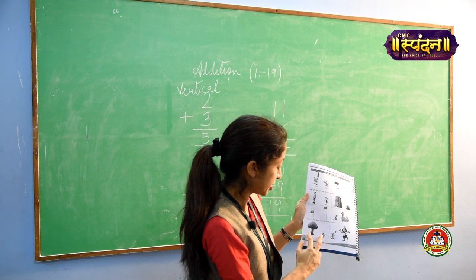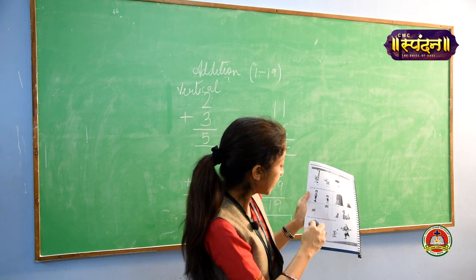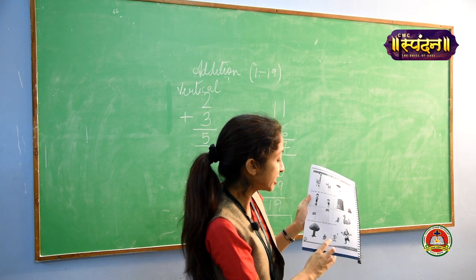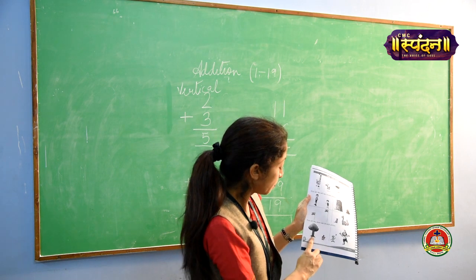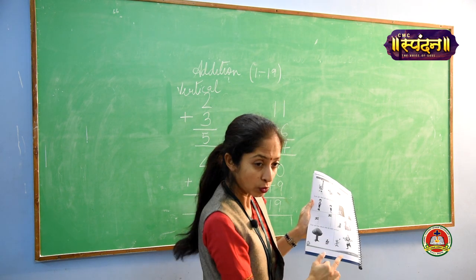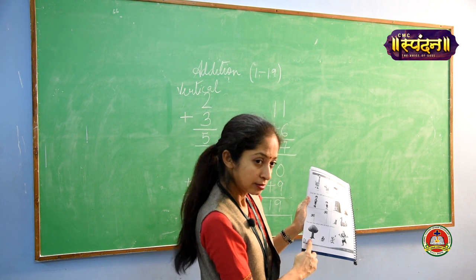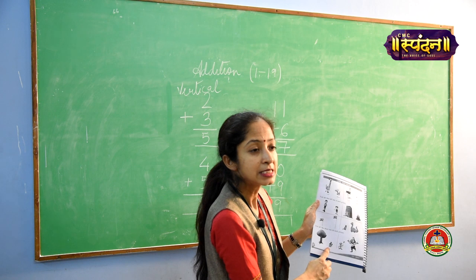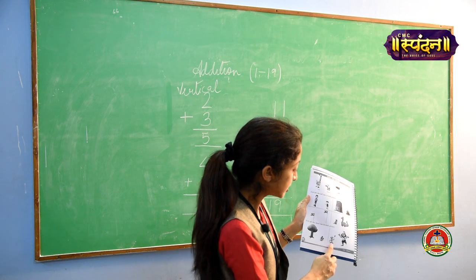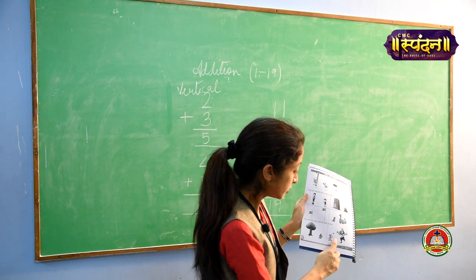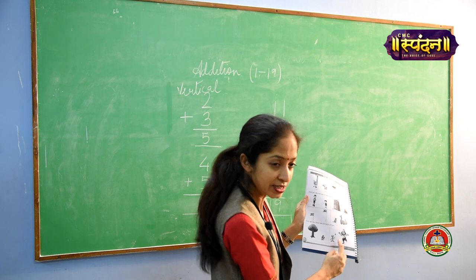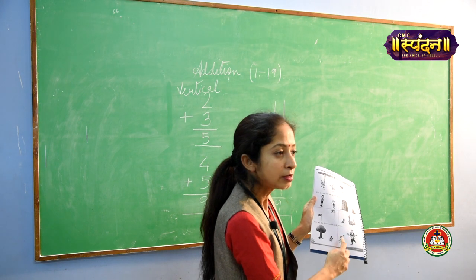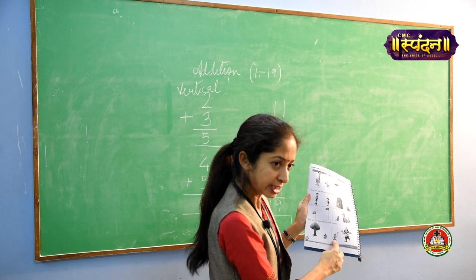Now next exercise, see, tick the short one in each picture. Here we have to tick the shorter one. The tree is tall and the plant is short. So we will tick the short one. Next is, these are jokers. One is tall and one is short. So we are going to tick the short one.